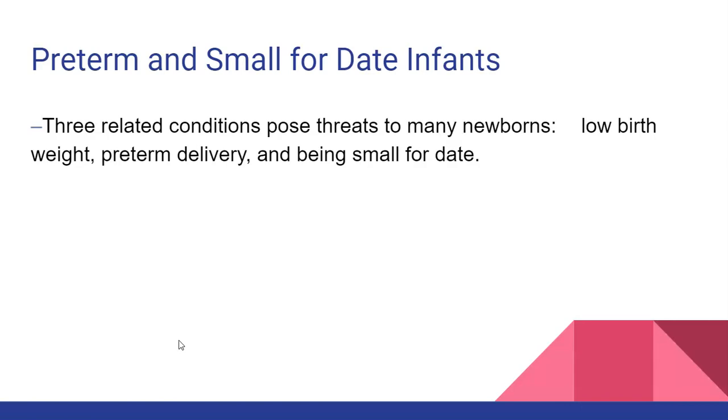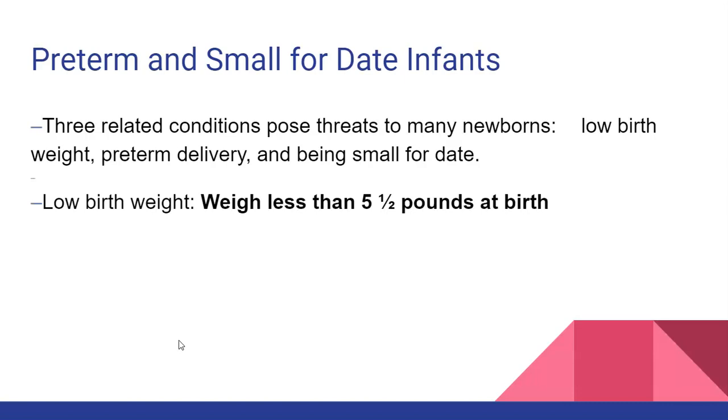And we talked about the age of viability being about 6 months, 22 to 25 weeks after conception. If a baby is born before that, the child may have a lot of health issues. Even if a child is born at the age of viability, they still may have some health issues. And newborns can also be small for date. So there are various weight categories, and we're going to go into all of those.